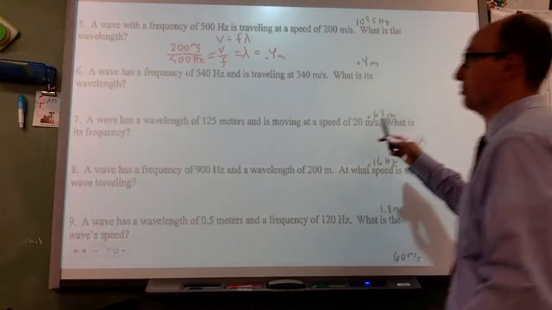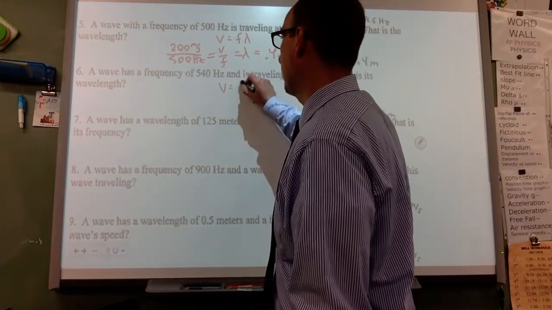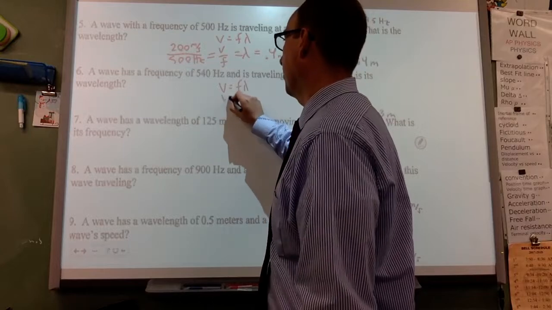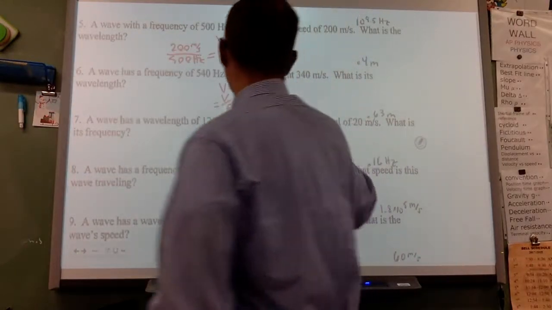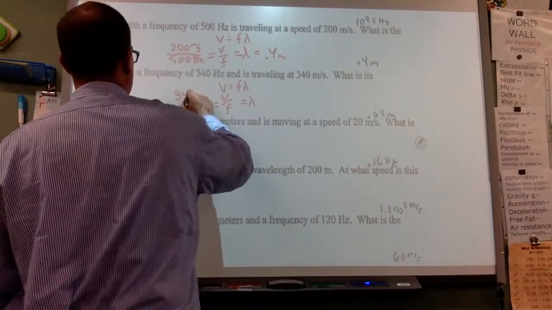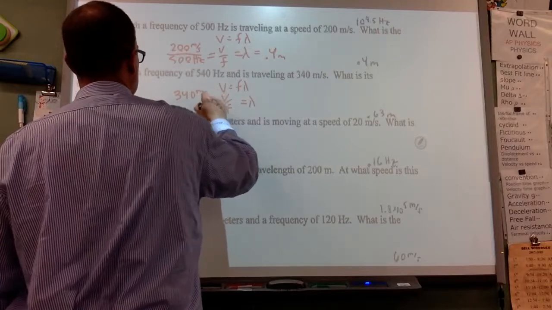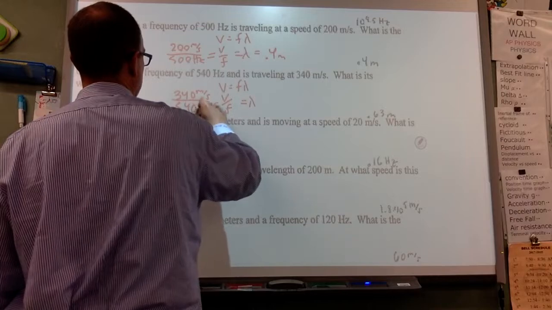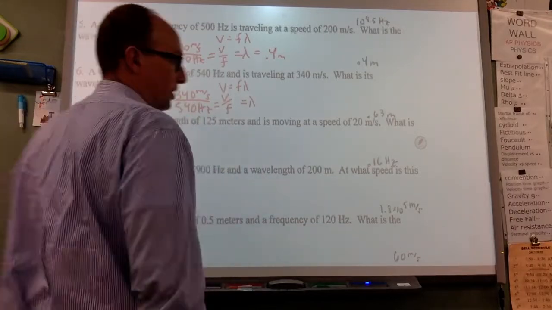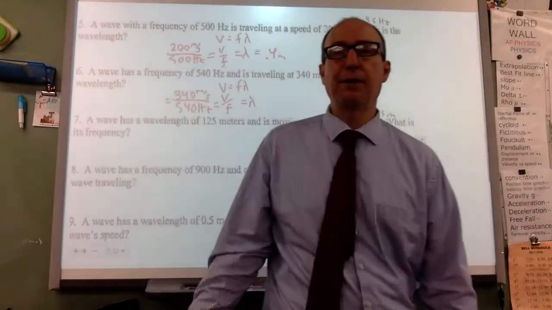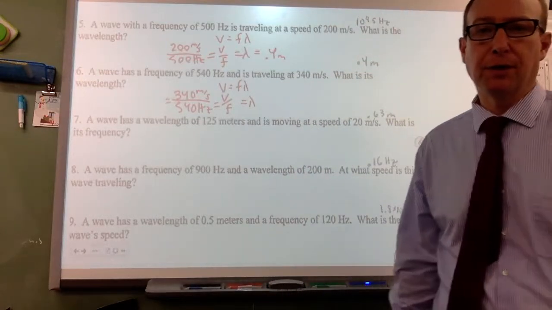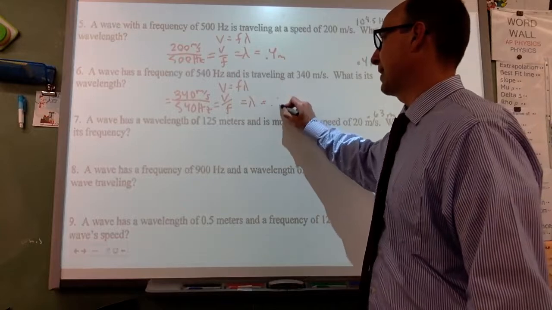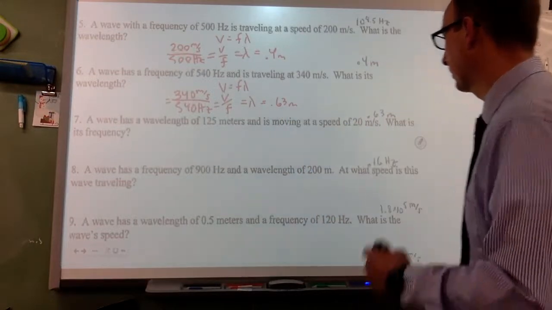All right, I'm going to do the same thing. Velocity equals frequency times wavelength. I'm going to solve for the wavelength. This is going to be velocity over frequency. So this makes me think that this is a sound because it's 340, which is between 330 and 343 that I told you just a little bit ago. So that seems like a reasonable one. This is 0.63 meters.